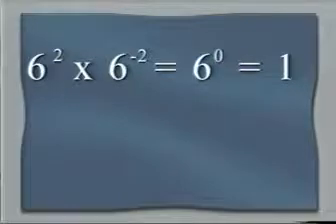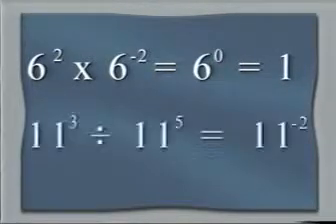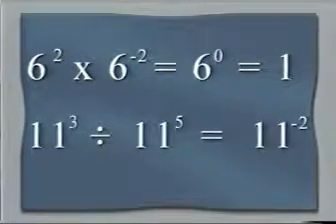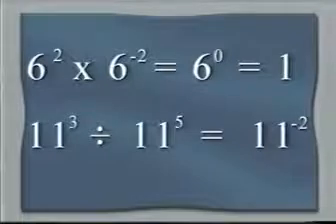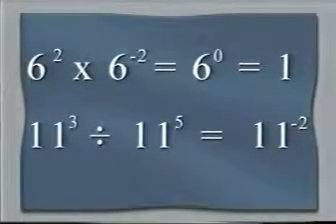If we use the rule of division and we take 11 to the third divided by 11 to the fifth, we get 11 to the negative second. That is, 3 minus 5 is negative 2. But certainly dividing 11 times 11 times 11 over 11 times 11 times 11 times 11 times 11 would give us 1 over 11 to the second, the reciprocal of 11 to the second.